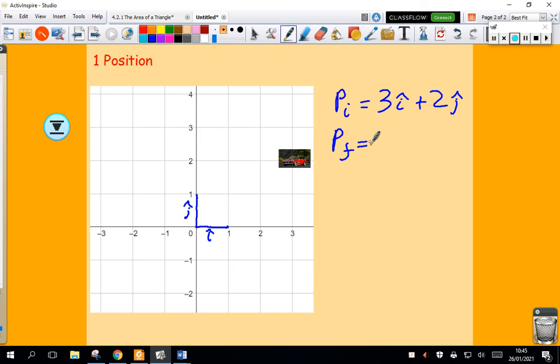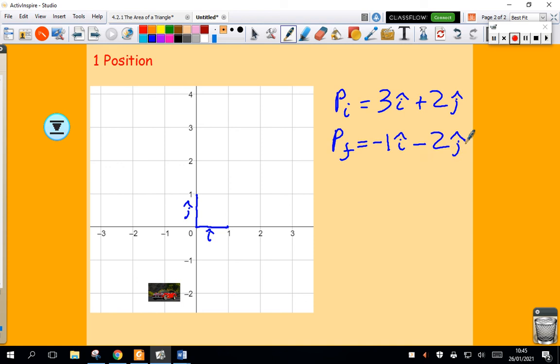And then I'm going to just change the position in some way. Maybe I move up here and down here, and then I finish up at a position over here. So maybe my final position is over here. So what is that? Well, again, if you just think about junior cert geometry, that's -1, -2. What we would call that is -1 i hat subtract 2 j hat.